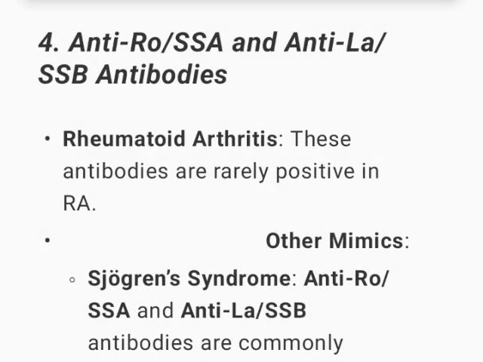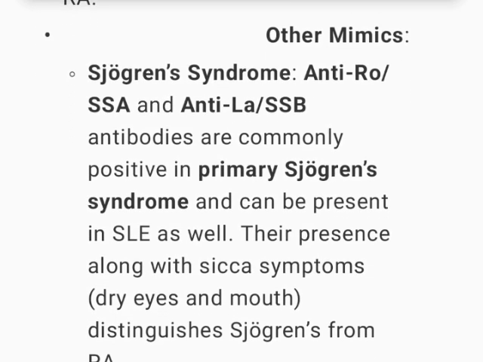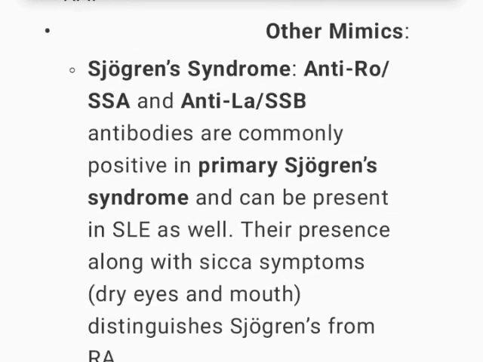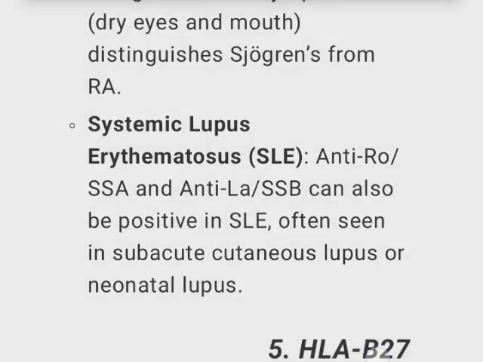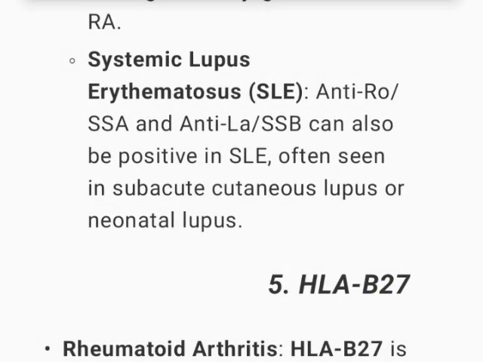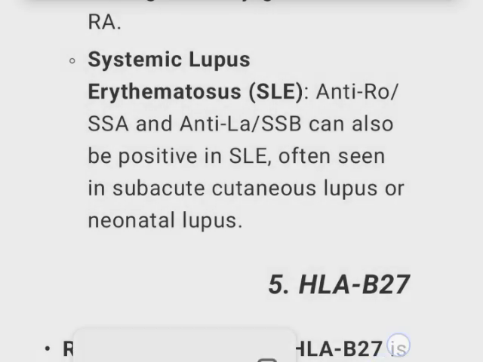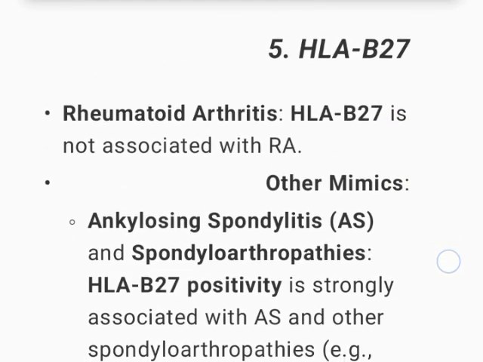4. Anti-Ro SSA and anti-La SSB antibodies. Rheumatoid arthritis. These antibodies are rarely positive in RA. Other mimics, Sjogren's syndrome, anti-Ro SSA and anti-La SSB antibodies are commonly positive in primary Sjogren's syndrome and can be present in SLE as well. Their presence along with sicca symptoms, dry eyes and mouth, distinguishes Sjogren's from RA. Systemic lupus erythematosus, SLE. Anti-Ro SSA and anti-La SSB can also be positive in SLE, often seen in subacute cutaneous lupus or neonatal lupus. 5. HLA-B27. Rheumatoid arthritis.